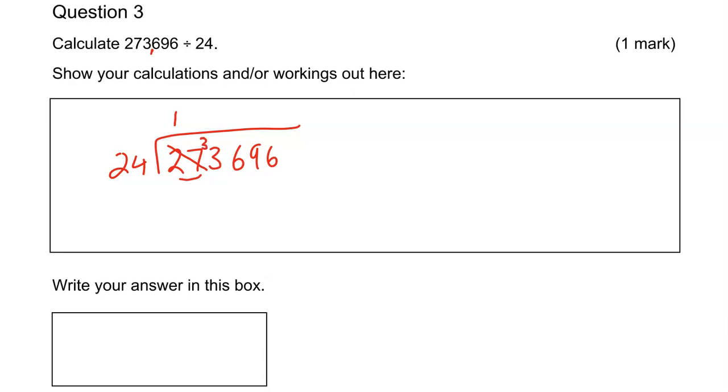So now how many 24s fit into 33? And that would be 1 again. Now 33 take away 24 gives us 9. So we have 9 remaining now. Now how many 24s into 96?